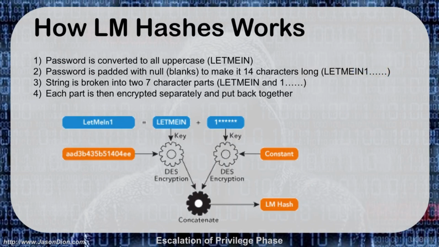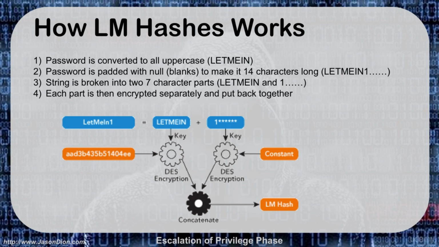So let's talk about how LanMan hashes work. Essentially you have a password, and it's converted to all uppercase. Let's use the example of "letmein1". The password is then padded with nulls or blanks to make it 14 characters long. So we have letmein1 and then blanks. That string is broken up into two sets of 7: letmein and 1 followed by six blanks, and each of those parts is then encrypted separately. We then push those back together with a truncation, and that gives us our LM hash.